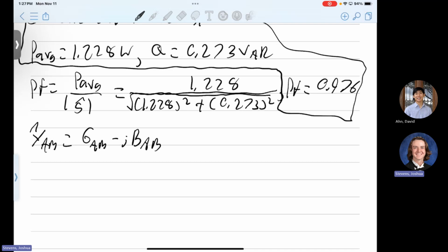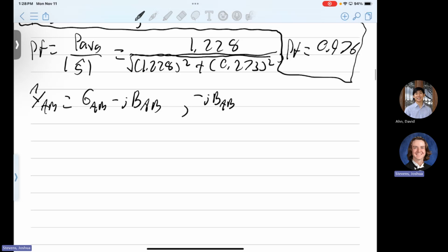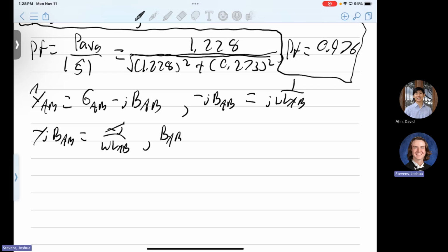Since it's an imaginary part, negative J susceptance equals 1 over J omega LAB. So if you put that on top, you get negative J omega LAB, the negative J's cancel out, and you just get that susceptance equals 1 over omega LAB.